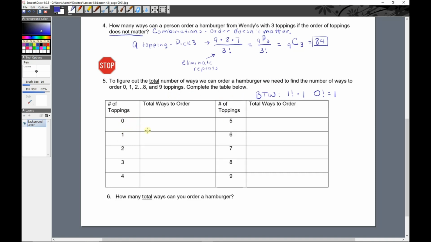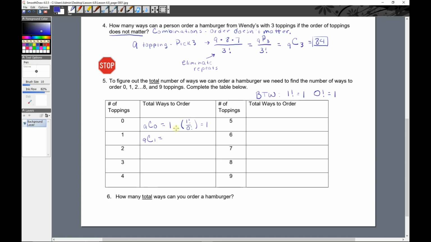So let's start. Number of toppings is 0. You're just getting a plain burger. So this is going to be 9 things taken 0 at a time. How many ways can you get a plain hamburger? That's going to equal 1. And mathematically, this is 1 factorial over 0 factorial, which is also 1. Okay, just FYI, it's 1 over 1 based on this. So that's 1.